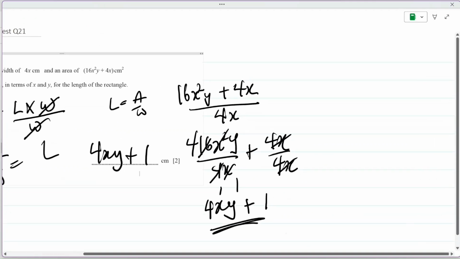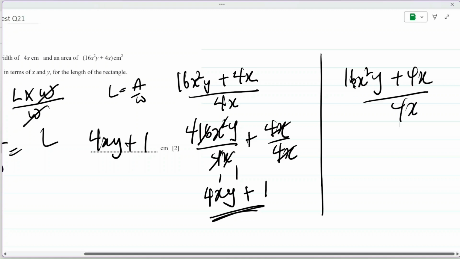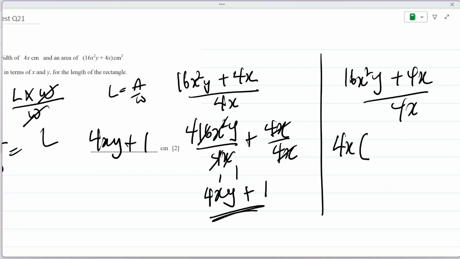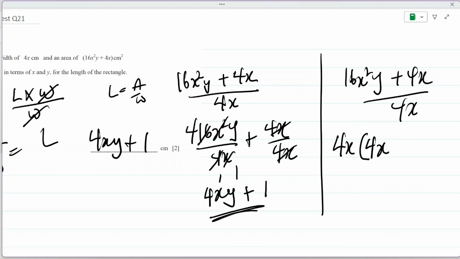You can also do it this way, where let's say you have (16x²y + 4x) over 4x. You factorize. In 16 you can find 4. You can also find 4 here. There's x here and there's x here. So you bring out 4x. 4x is common, so you have 4x into open bracket. You divide 16x²y by 4x. The 4 will go into 16. Now 16 divided by 4, you get 4. And this x takes one of these two x's in this x squared. You'll be left with xy.